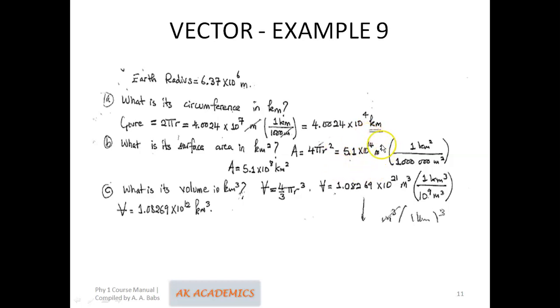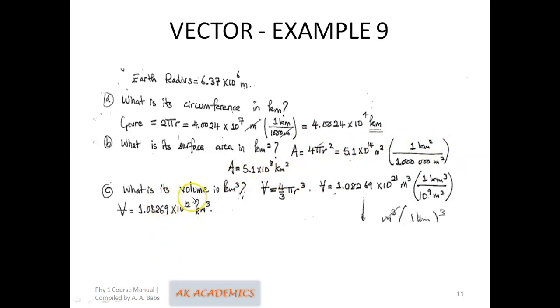This is meters squared, so you divide by 10 raised to power 3 squared. That is, instead of dividing by 1000 in this case, you divide by 1 million, because we have 1 million meters squared here. So if you take care of that, you have 5.1 times 10 raised to power 8 squared kilometers.